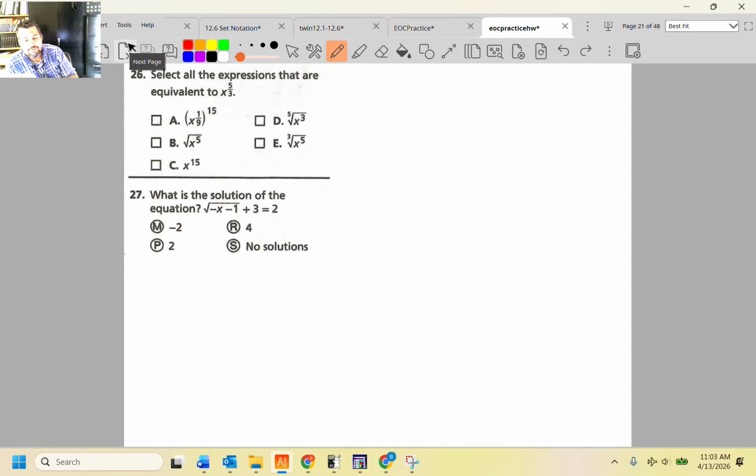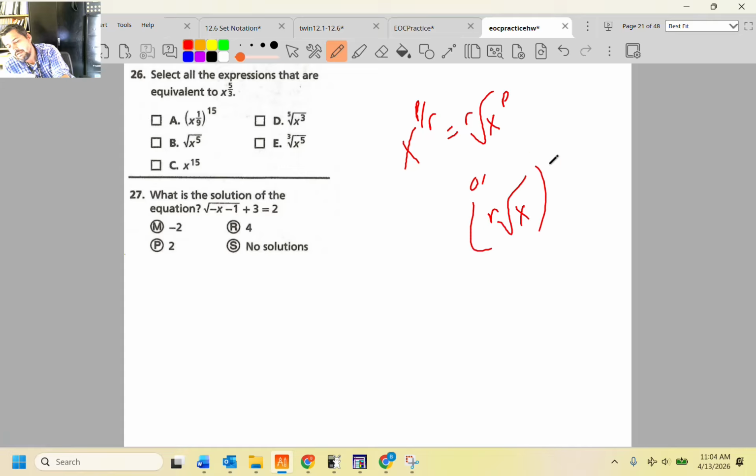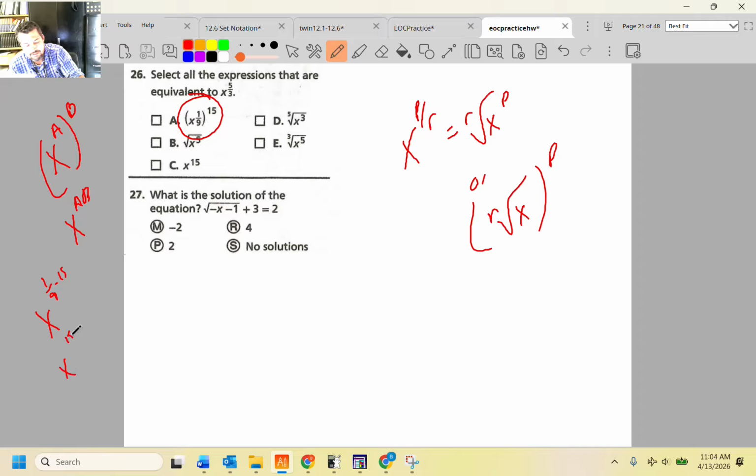Select all the expressions that are equivalent to x to the 5/3. This is that whole x to the p over r notation. It is the rth root of x to some power, or it is the rth root of x all to some power. We've been over that. So you talk about x to the 5/3, you need to find ways that you can get the same thing. Oh, and they're also doing this guy. This is x to the a to the b, which is x to the ab. So look at this. I don't like how they wrote the exponents here, but you would have x to the 1/9 times 15, which is x to the 15/9. And everybody and their mama knows that 15 and 9 are divisible by 3, and you get 5/3.